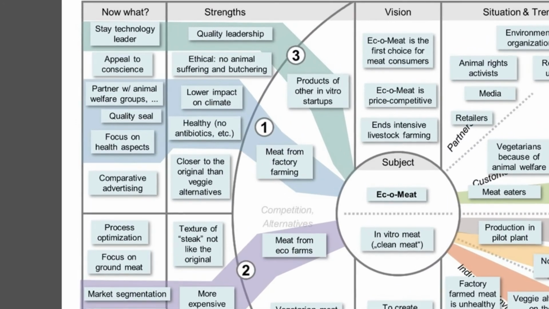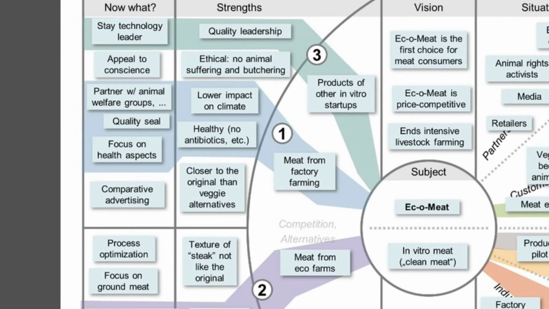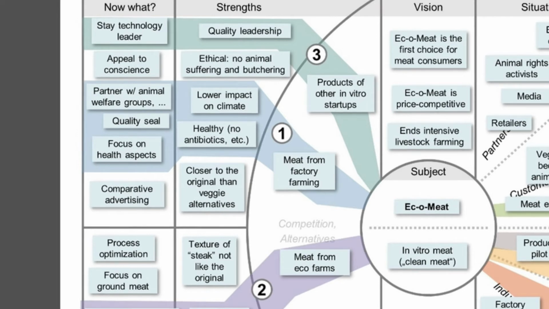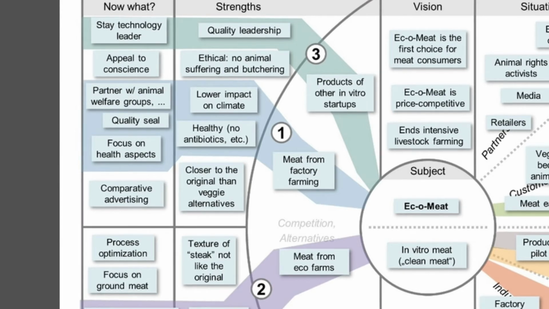For example, EcoMeat has a significantly lower impact on climate than meat from factory farming, and it is much healthier because it does not contain antibiotics or hormones. These strengths should be intensively used in marketing, and the team could also issue a quality seal or consider partnering up with animal welfare organizations.